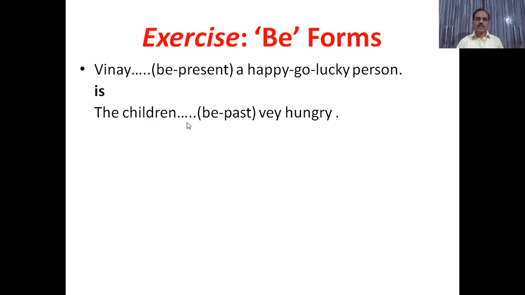Second one, the children blank past be, very hungry. We have to use the past tense of the be form. Think about the past tense be forms. Of course, we have two past tense be forms, was and were. Which one to take? Think about the subject, singular or plural. Right? Good. Were. Because the children is plural. The subject is plural, so we have used were. Good. Let's move to the next one.